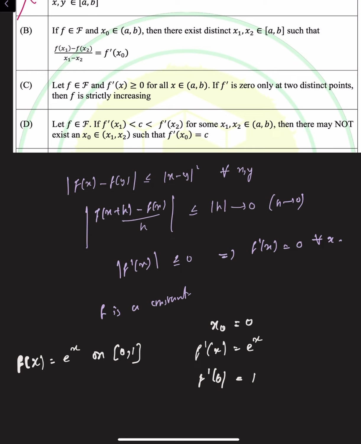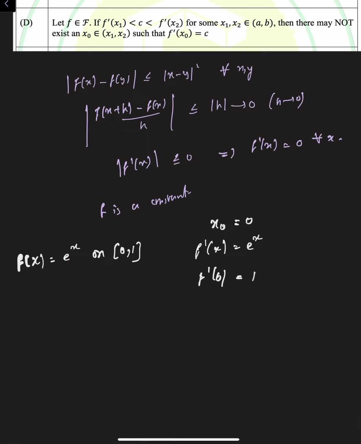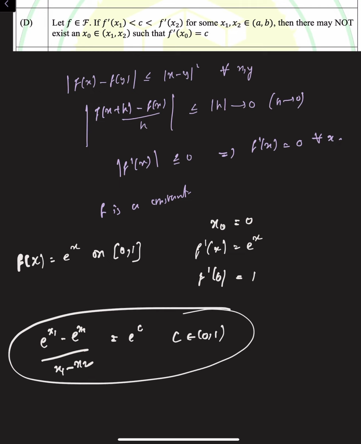Let's take x0 as 0. Now if we consider every secant slope, that is (e^x1 − e^x2) / (x1 − x2), this equals e to the power of c for some c belonging to (0, 1). This is by the mean value theorem.